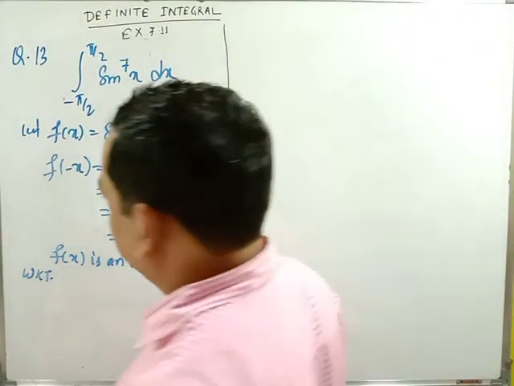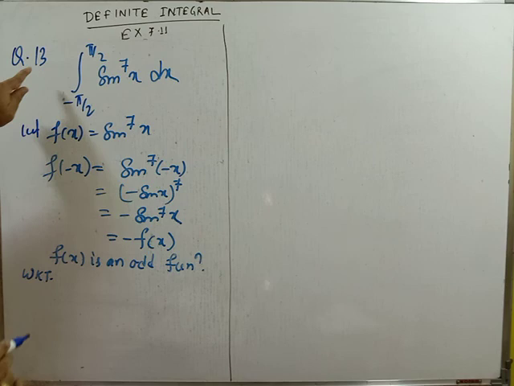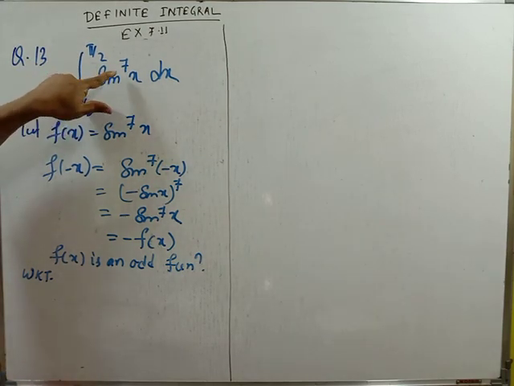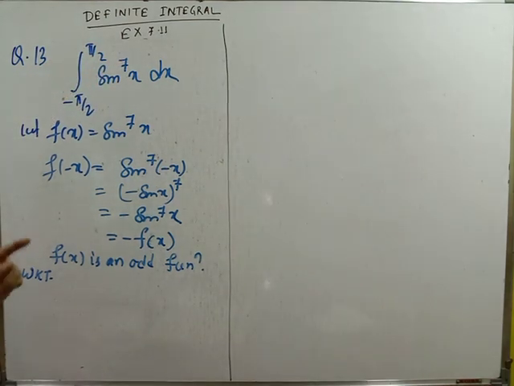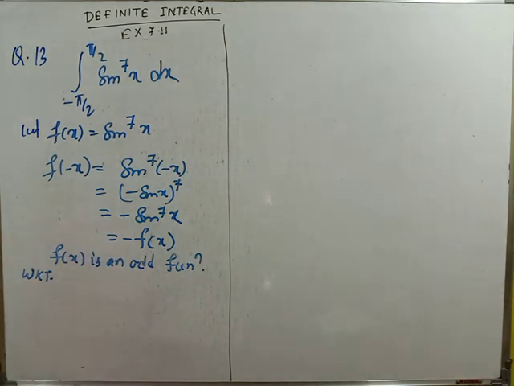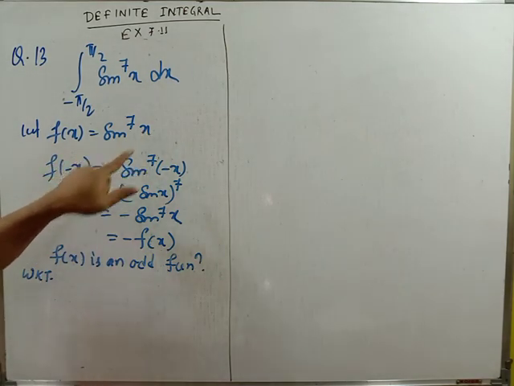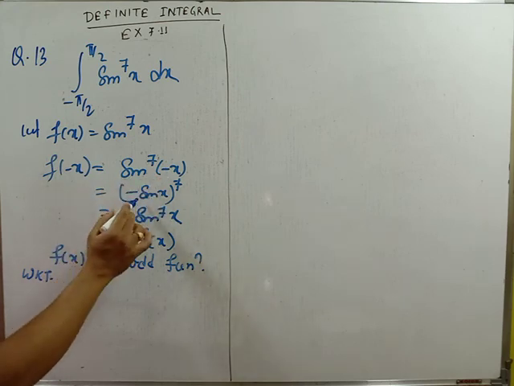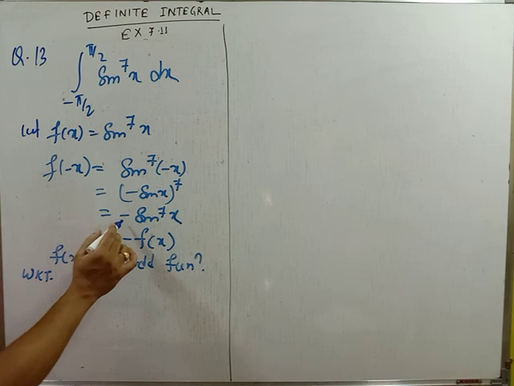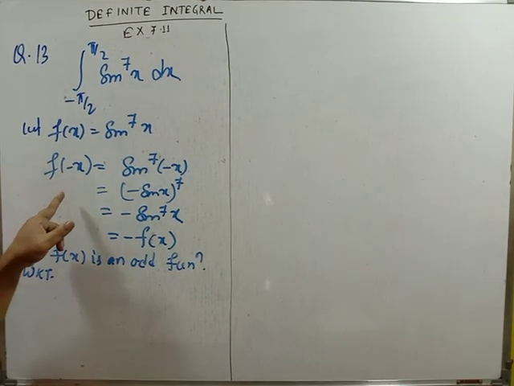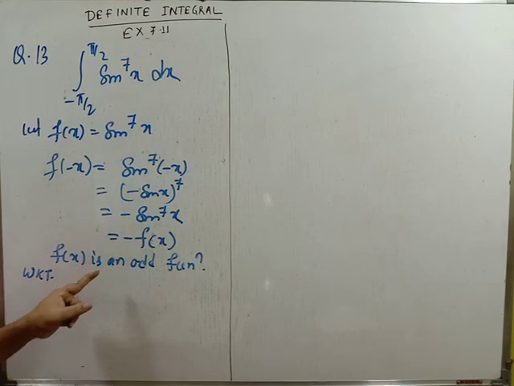Now see another question. Here, question number 13, the integral from minus pi by 2 to pi by 2 of sine to the power 7 x dx. The previous question you did was sine square x. Here it is sine power 7 x dx. Let f of x be sine to the power 7 x. When you put minus x here, sine of minus x is minus sine x, whole to the power 7, so again you are getting minus sine to the power 7 x, which is nothing but minus f of x. Which function is this? f of minus x is equal to minus f of x. This is an odd function.